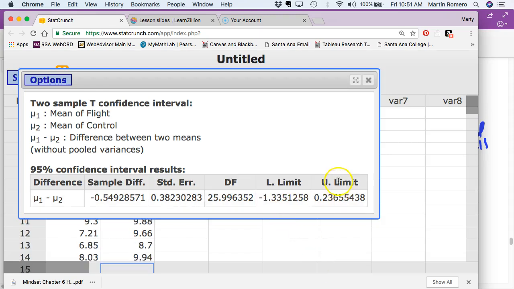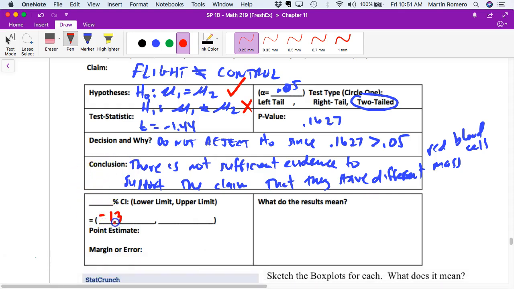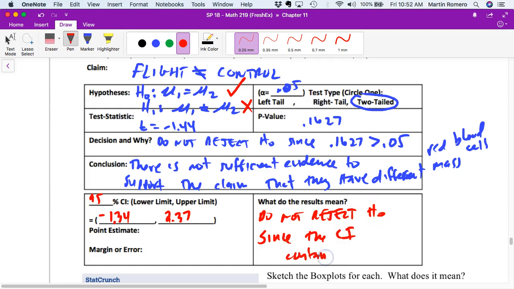You have negative 1.34 and 2.37. This is a 95% interval. And so what does this mean? Do not reject H0, since the confidence interval contains 0. 0 is an actual possible value. That's why we don't reject it.